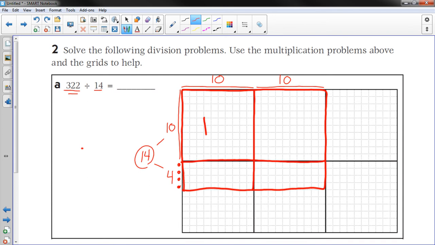10 times 10, that's 100. And to the right, it's another 10 times 10. That's another 100. Lower left-hand corner, 4 times 10 is 40. And the lower right-hand corner, I have another 4 times 10, that's 40. If I add those up, I know that's 280.